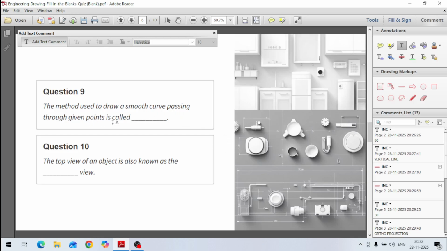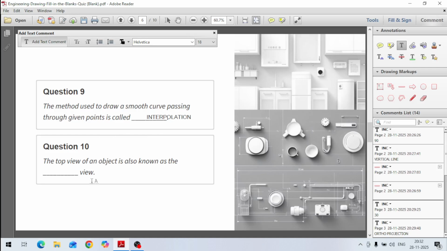Next is: the method used to draw a smooth curve passing through given points is called. Method used to draw a smooth curve passing through given points, that is called interpolation. What is it called? Interpolation.